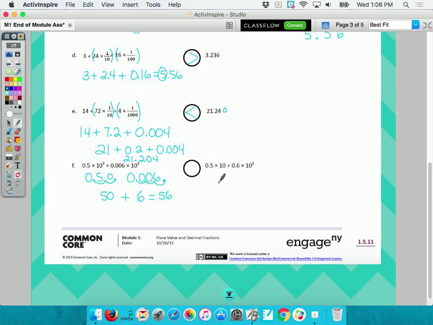So rewrite 5 tenths and rewrite 6 tenths. 5 tenths times 10 ends up being what? 5. Okay. 6 tenths times 10 to the second ends up being 60. So 65. 65 is larger.